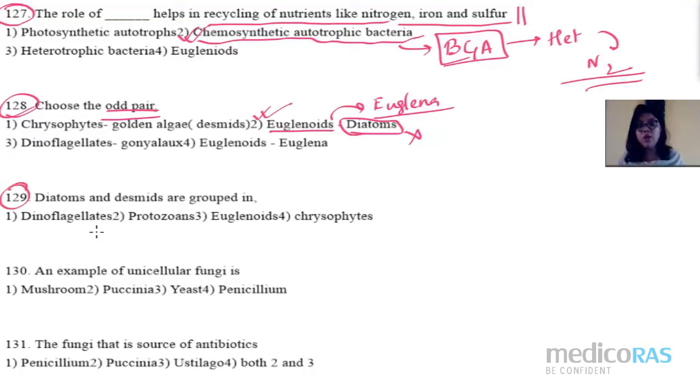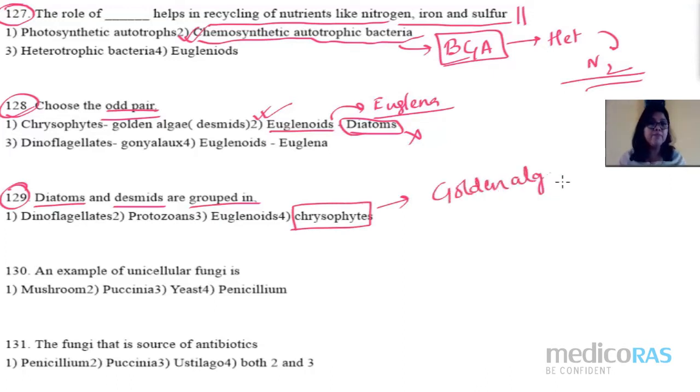Now come to question number 129. You can see diatoms and desmids, they are asking under which group. So definitely it is a clear-cut answer. It is nothing but the chrysophytes. We know these are the golden algae. Yes. So under that golden algae, we have two very important examples. One is diatom and the other one is desmids.